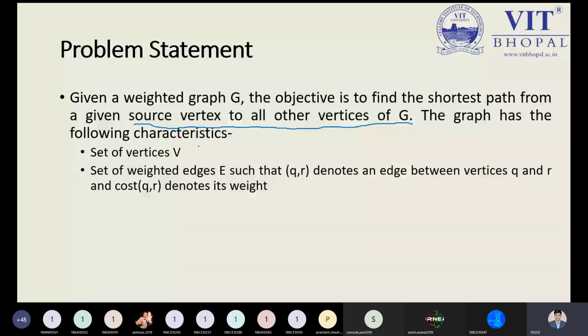And the graph has the following characteristics: a set of vertices. Of course, we have a set of vertices undoubtedly. Suppose I have the set of vertices V, so the vertices can be V1, V2, and so on up to Vn. Suppose I have n vertices. And a set of edges, that is E. So E is the set of edges, and we can take E1, E2, E3, and so on up to Em.